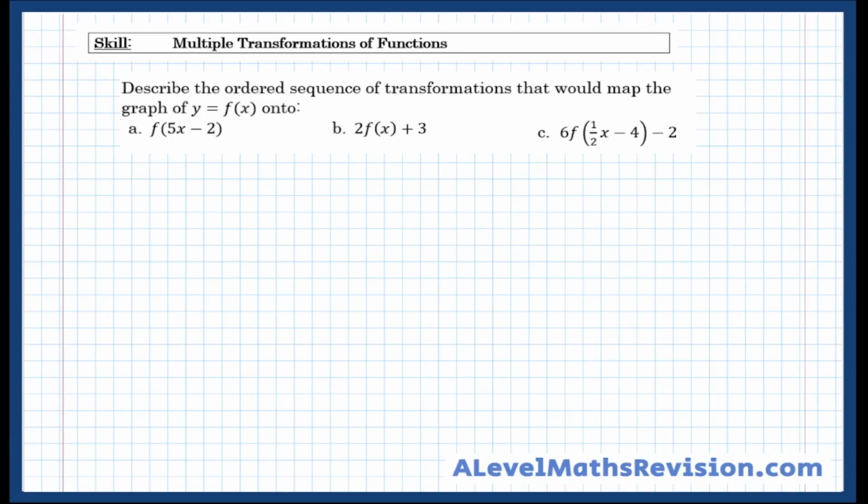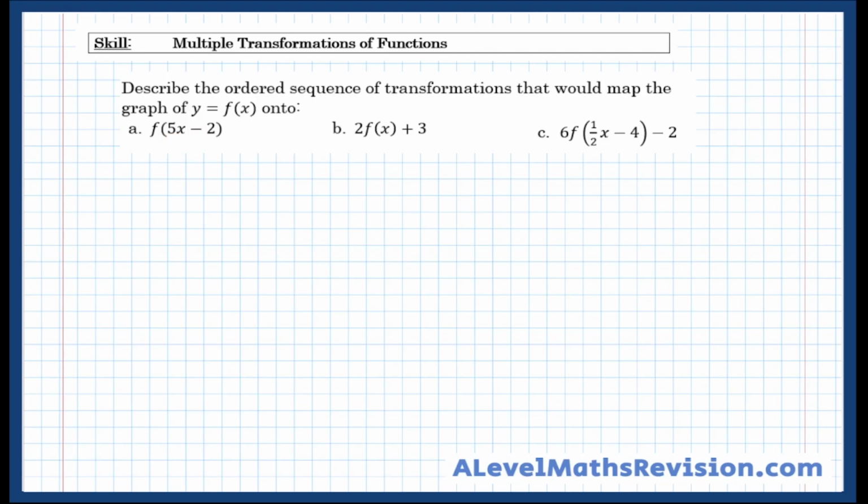So describe the ordered sequence of transformations that would map the graph of y equals f of x onto each of those three functions. So we'll start with A, f of 5x minus 2. So what you've got to notice is there's two transformations being performed here. There's the 5, which performs a transformation, and there's the minus 2.